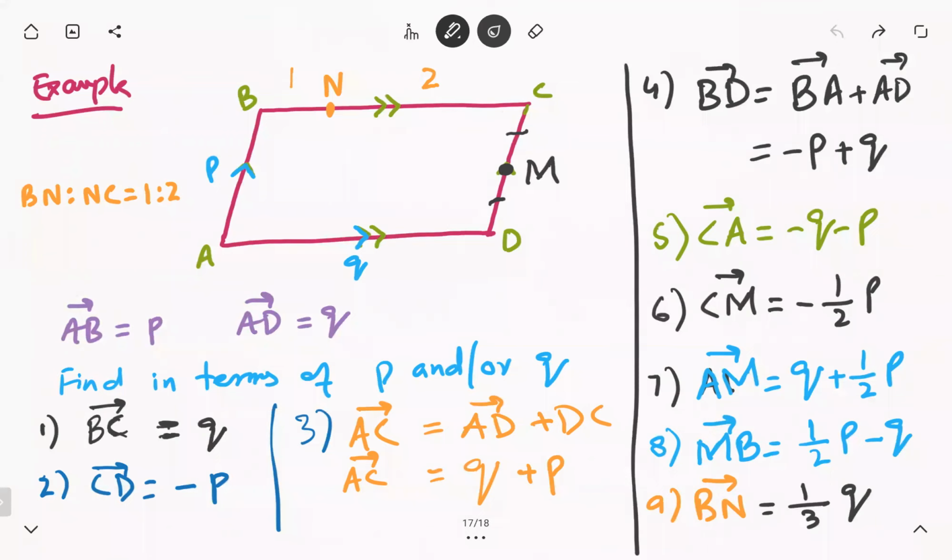Last part of this question, you need to find NM.